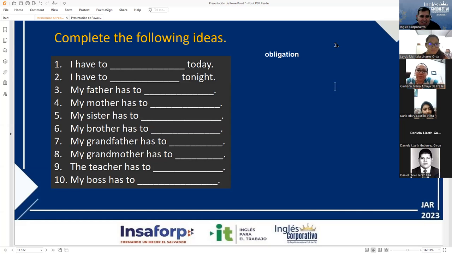Number nine, teacher. Yes, number nine. The teacher has to prepare the class. Yes, the teacher has to prepare the class. He has to prepare the class better. The teacher, poor teacher right now, is working 10 hours and I know.